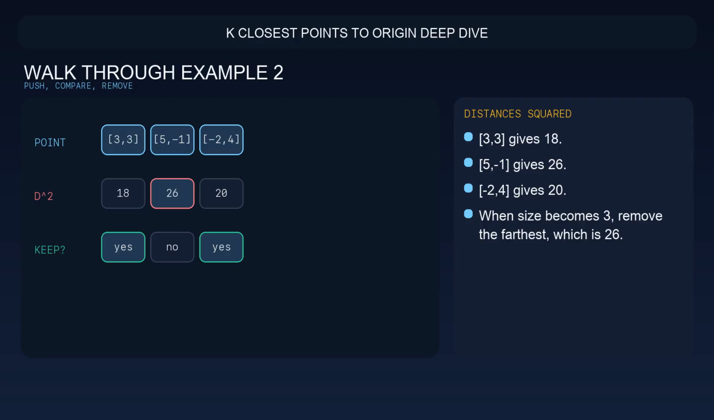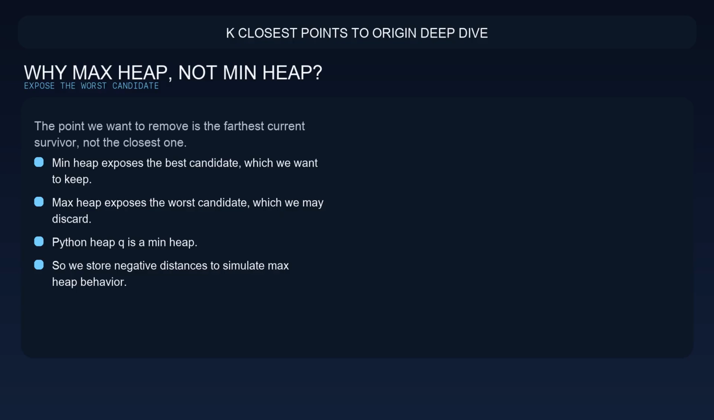Let us trace the second example. 3, 3 gives 18. 5 minus 1 gives 26. Minus 2, 4 gives 20. Since k is 2, once all 3 have been seen, the point with 26 gets kicked out. This is a subtle but important interview point. We are not trying to repeatedly extract the closest point. We are trying to protect the closest k points, so the heap top should expose the current farthest survivor.